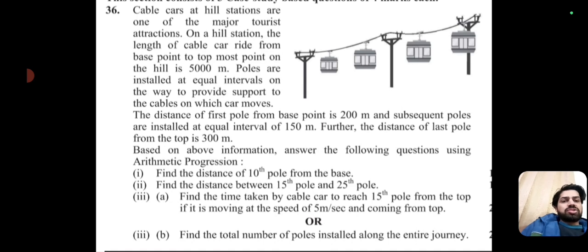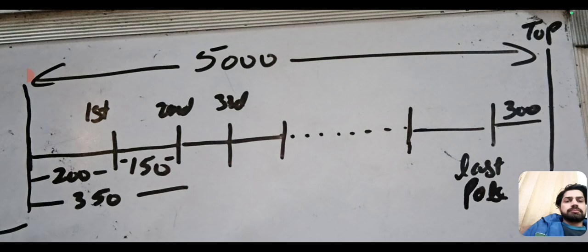Now the next question is, find the time taken by the cable car to reach the 15th pole from the top, and the speed is also given. And it is coming from the top. Now look at this diagram. The cable is coming from the top and we have to find the distance from the top of the 15th pole. And in this question, do not use a shortcut, do not reverse the AP, you will get the wrong answer.